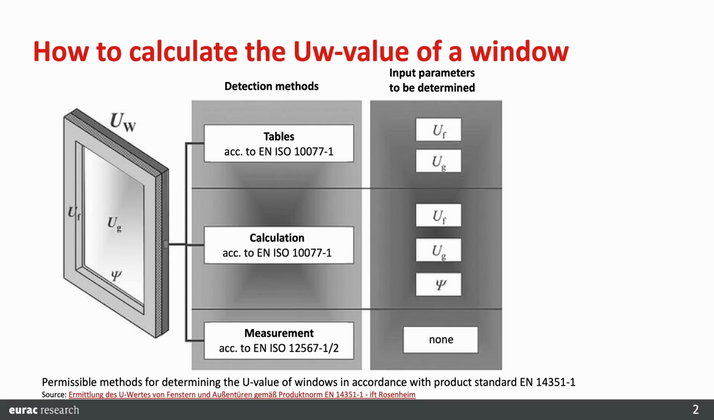As the window is an inhomogeneous building component consisting of different parts and materials, we first calculate the heat transfer coefficient of the single parts. So the U value for the glazing, the UG, we calculate according to a standard, or it is provided by the glazing manufacturer. Then we calculate the U value of the frame, the UF, with a finite element software under standardized conditions.